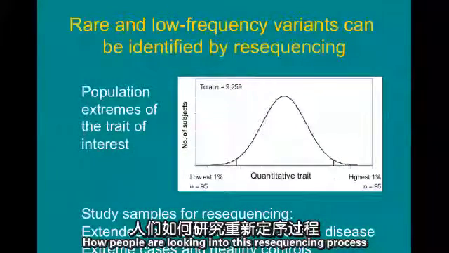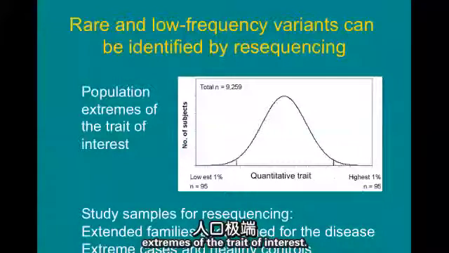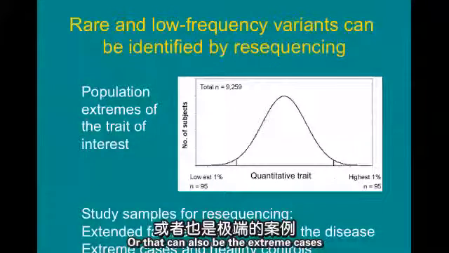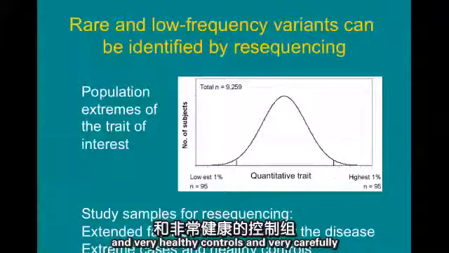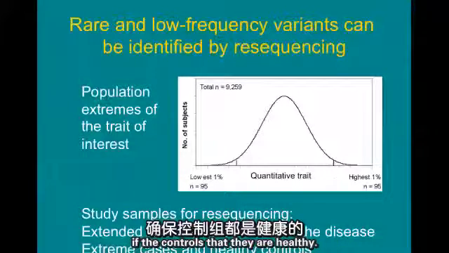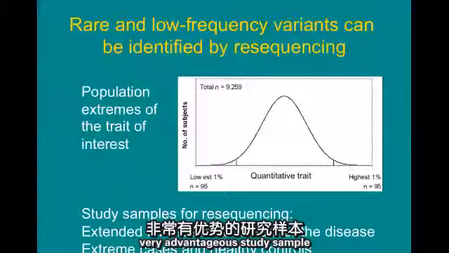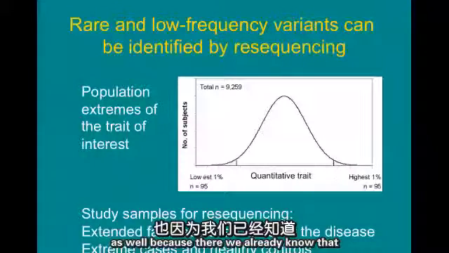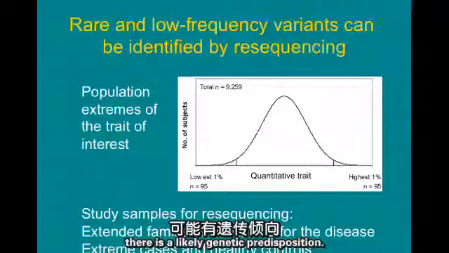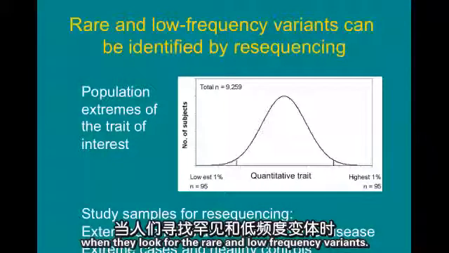The recent technological advances, the next generation sequencing methods, actually enable this extensive targeted resequencing. In these resequencing projects, people are taking the population extremes of the trait of interest, or extreme cases and very carefully screened controls, so that we really know the controls are healthy. Extended families are also an advantageous study sample, because there we already know there is a likely genetic predisposition. So people are focusing on the extremes when they look for rare and low frequency variants.